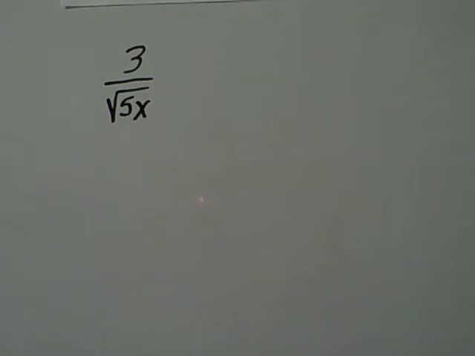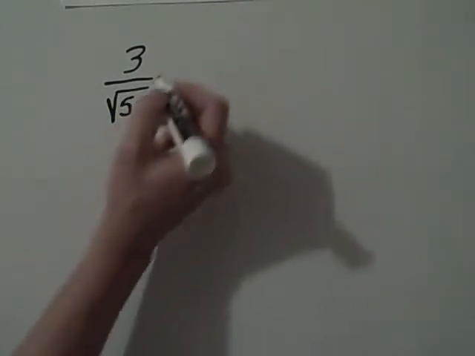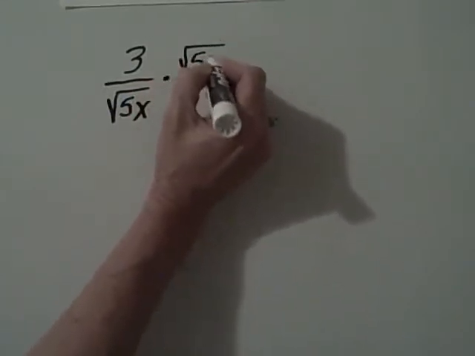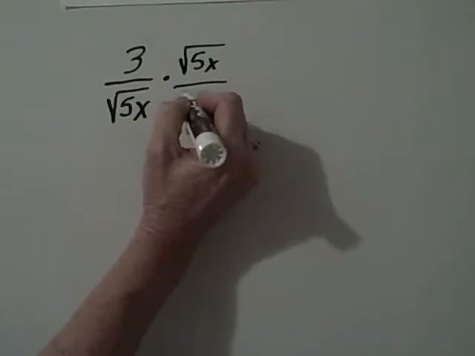Now, we need to multiply by a value that will cause the radical in the denominator to disappear or be modified. Then the only way, if you can remember, that we can change an expression is if we multiply by 1, because we're not actually changing the value of the expression, but we're going to change what the expression looks like. So I'm going to go ahead and multiply by the square root of 5x over the square root of 5x.